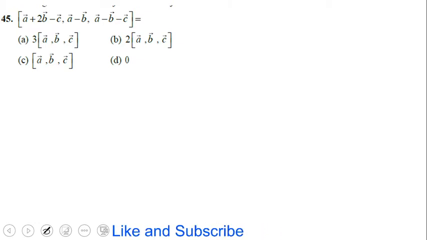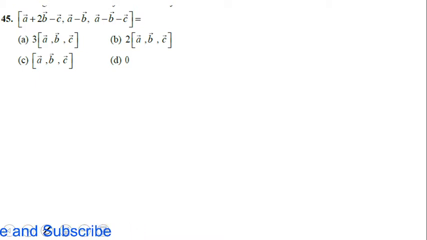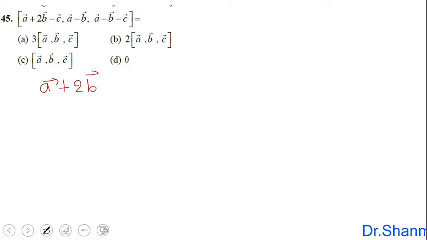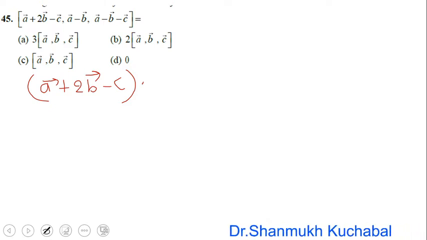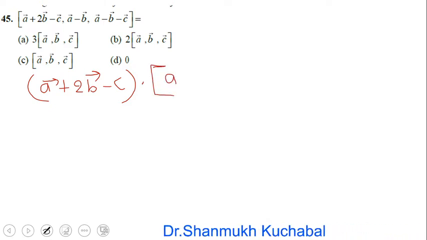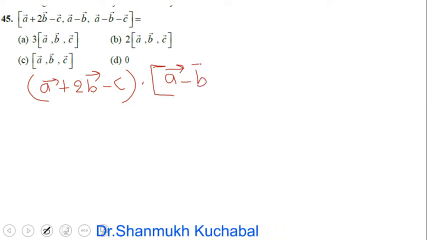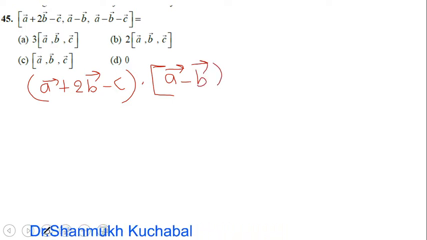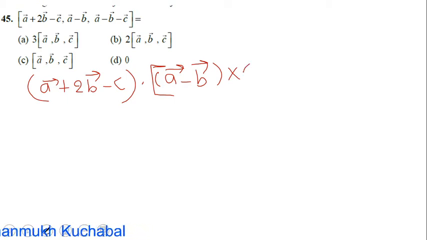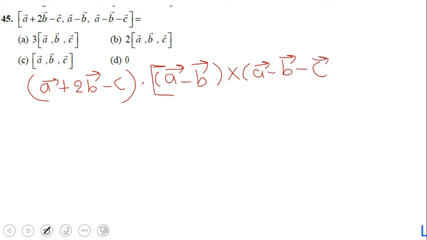Okay, we'll move to our next example. Example number 45. So it is scalar triple product. It is vector A plus 2B minus C. So here triple product is taken as a dot product over remaining two, vector A minus vector B, and here cross product vector A minus vector B minus vector C. Okay, this we get it.